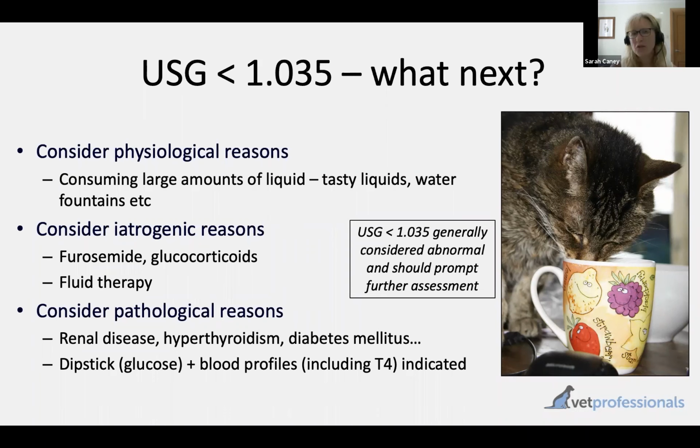Then from a pathological perspective, the top three, as we've emphasized, are kidneys, thyroid, and diabetes mellitus. So the initial next step would be to do a dipstick, look for glucose for a start, because that might be helpful in the diagnosis of diabetes. But this, in my view, is also justification, if not already being recommended, for some blood tests, which ideally not only include our renal parameters, but if possible, a total T4 as well.